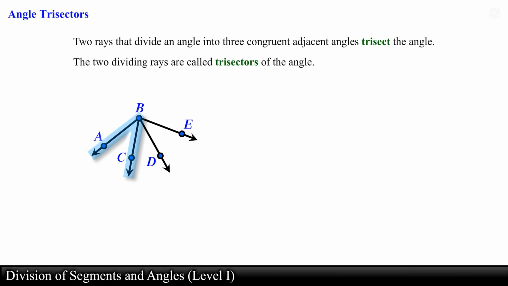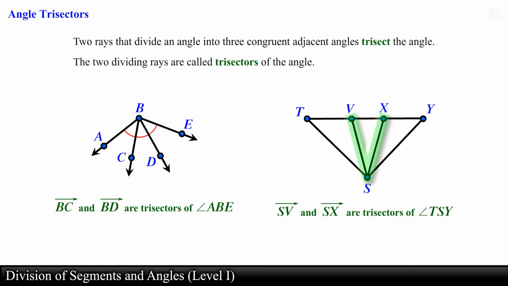In the following figure, angle ABC is congruent to angle CBD, which is congruent to angle DBE. From this information, we can conclude that ray BC and ray BD trisect angle ABE. As a final example, if ray SV and ray SX are trisectors of angle TSY, then we can conclude that angle TSV is congruent to angle VSX, which is also congruent to angle XSY.